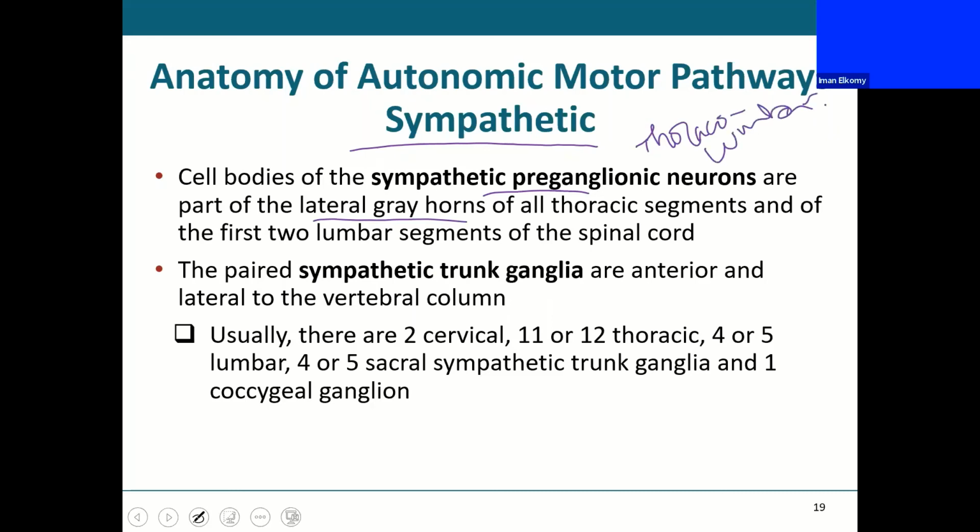Your sympathetic trunk ganglia, that was your chains of beads, right? Like that. I don't need you to know the numbers: 2 cervical, 12 thoracic, 5 lumbar, 5 sacral. No, I want you to understand that there is one on each side. They do come in pairs.